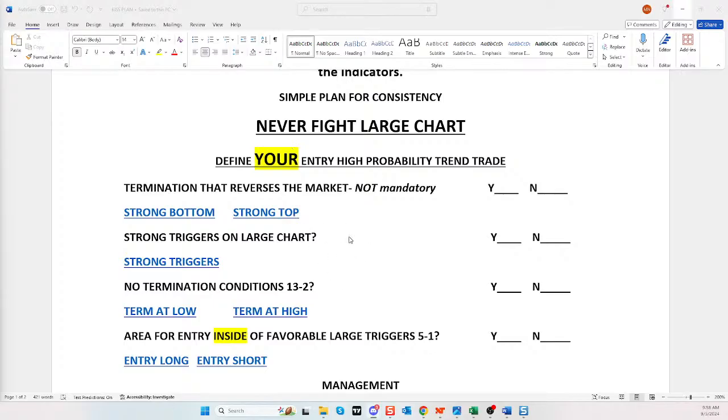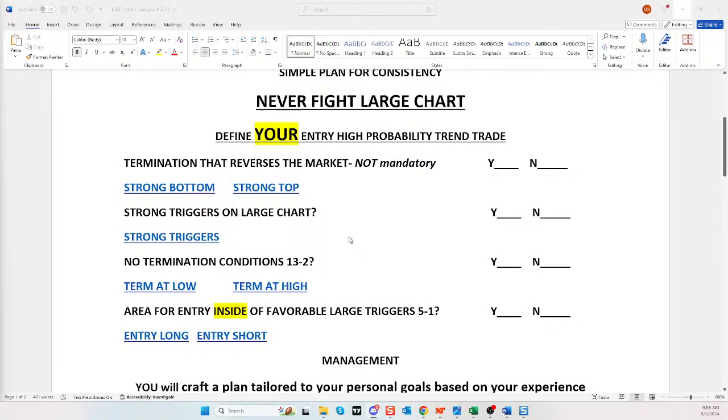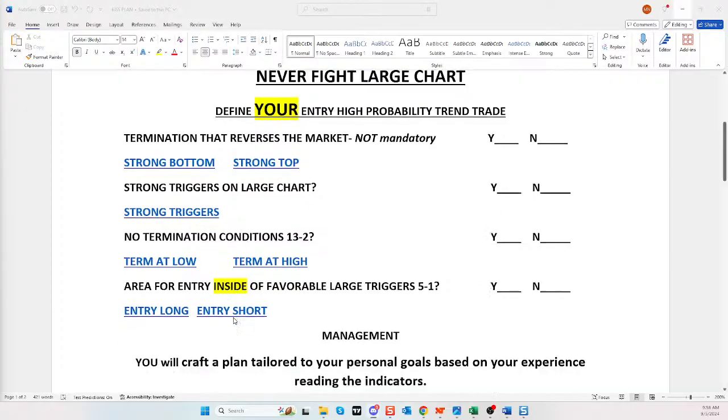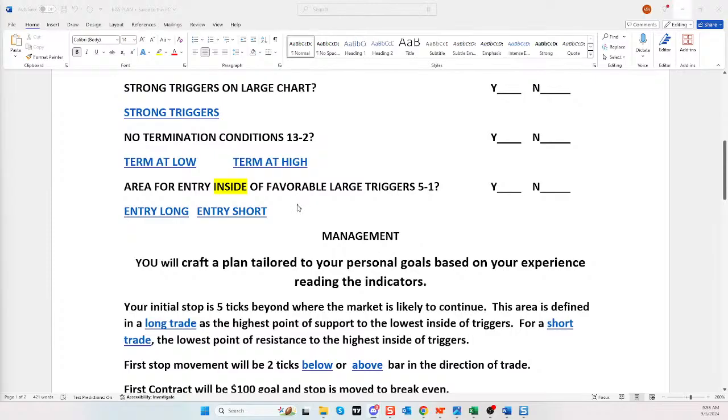Your entry is very mechanical. It's very if-then. If I have momentum, then I need a clear path. And if I have a clear path, well, then I'll look for an entry at an area inside of favorable large triggers. And then once you're in that trade, that's where the panic starts.